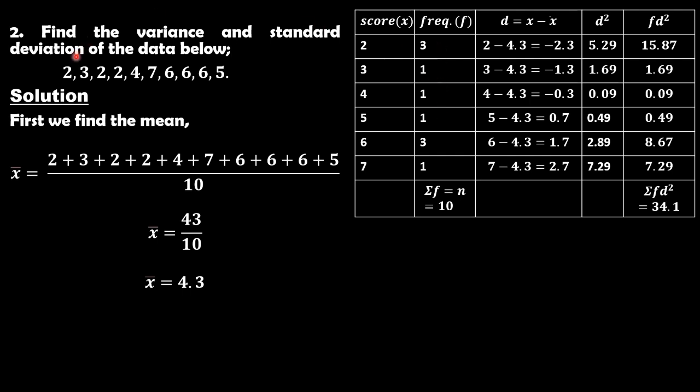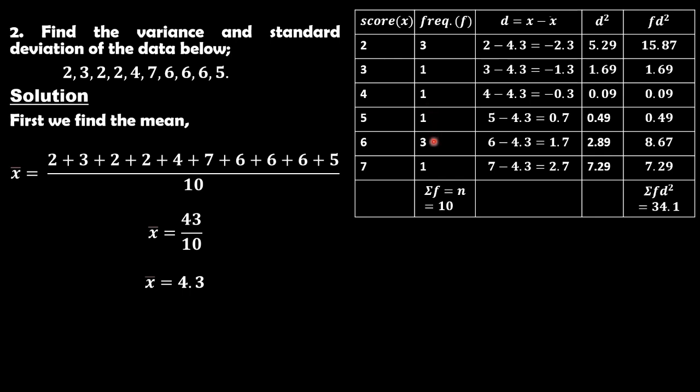And we can see clearly that 2 appears 3 times. That is 1, 2, 3. The frequency of 2 is 3. 3 appears only 1 time, so 3 has a frequency of 1. 4 also appears only 1 time, so 4 also has a frequency of 1.